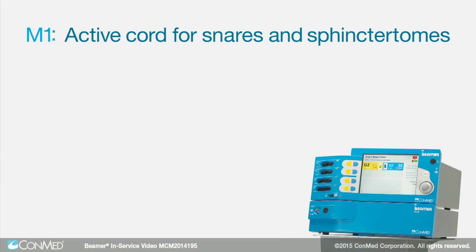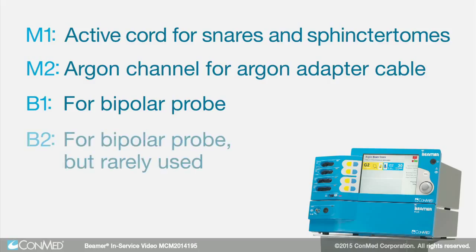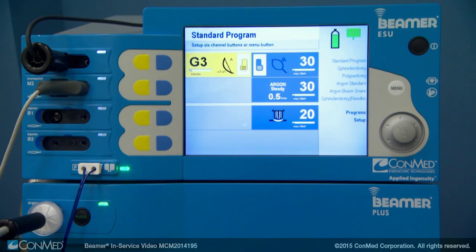You will almost always have your active cord for snares and sphincterotomes plugged into M1. The second monopolar input will be designated as the argon channel. The third input, or bipolar B1, will always be used when using a bipolar probe. A fourth line labeled bipolar B2 is rarely used but available. Channel selector buttons are color-coded yellow and blue to correlate with the cut or coag parameter settings to the right.